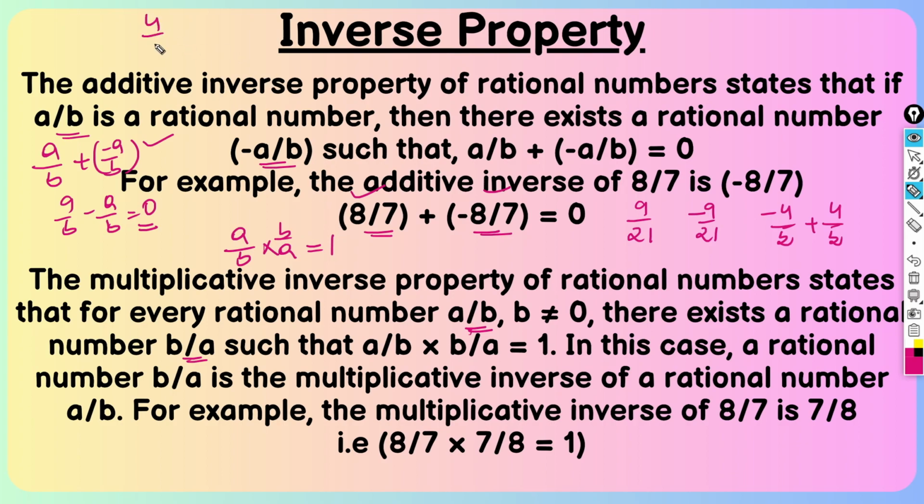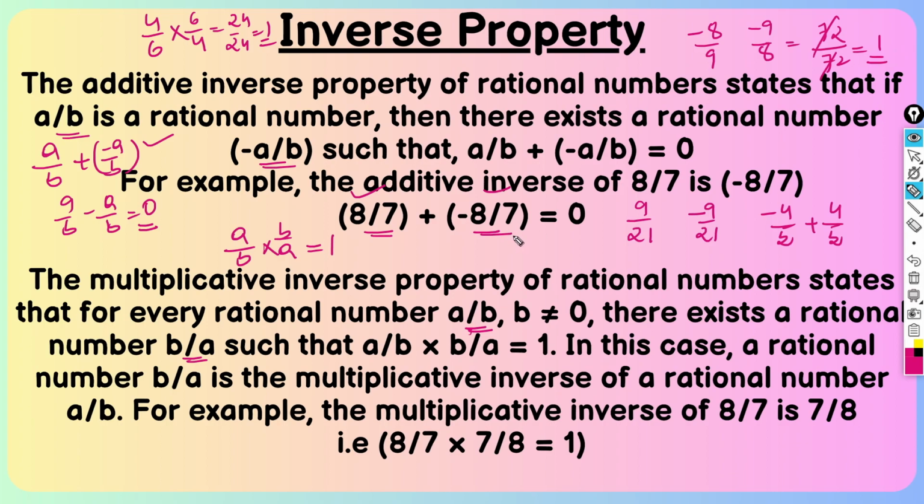So, for 4 by 6, the multiplicative inverse is 6 by 4. Because if you multiply both, you get 24 by 24, which is equal to 1. Similarly, minus 8 by 9. The multiplicative inverse is minus 9 by 8. Because minus 8 into minus 9 is 72, over 9 into 8 is 72. So, both get cancelled and the answer is 1.